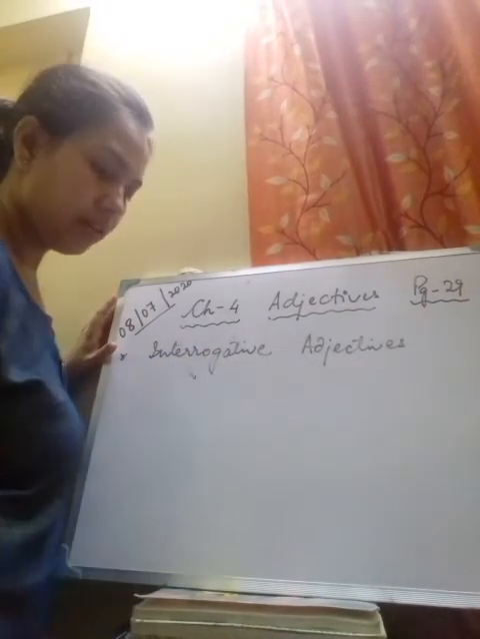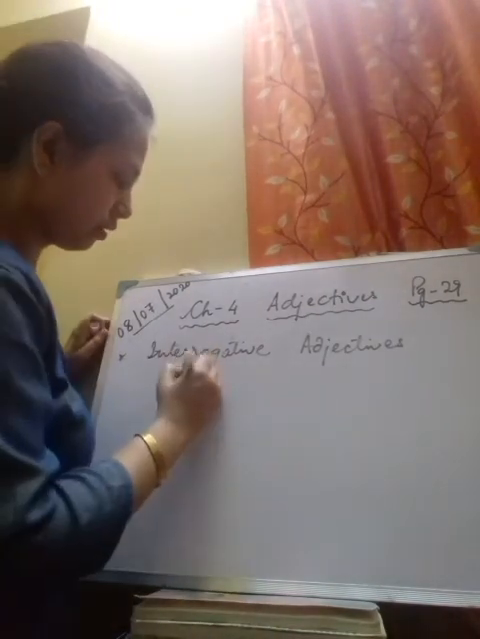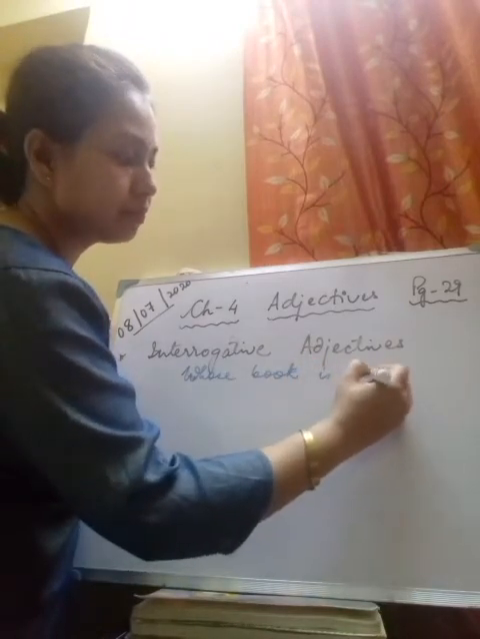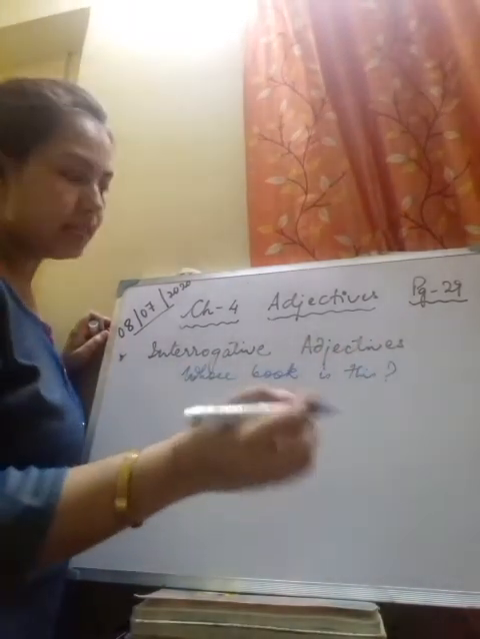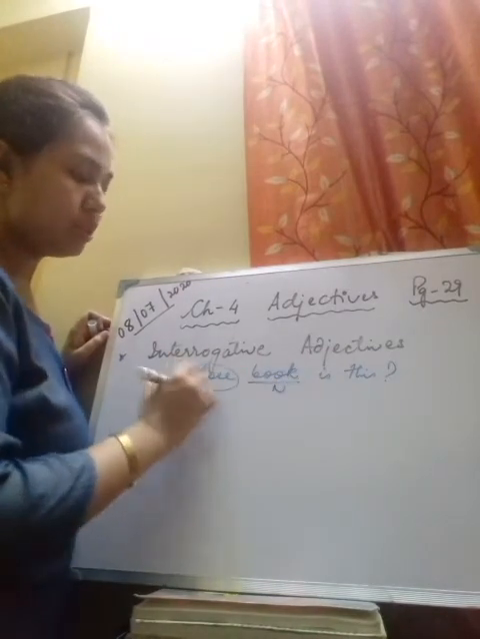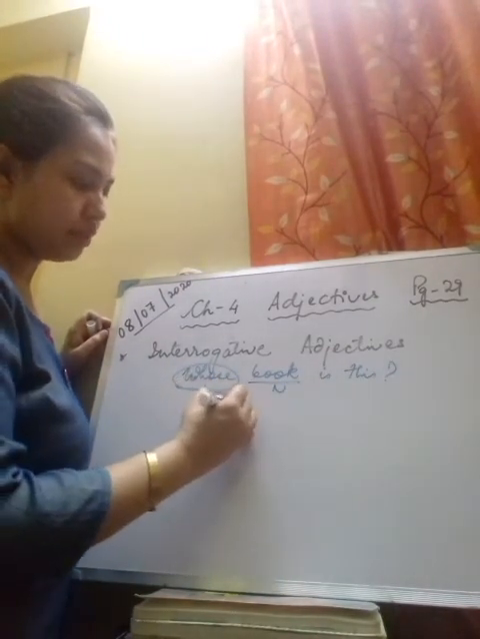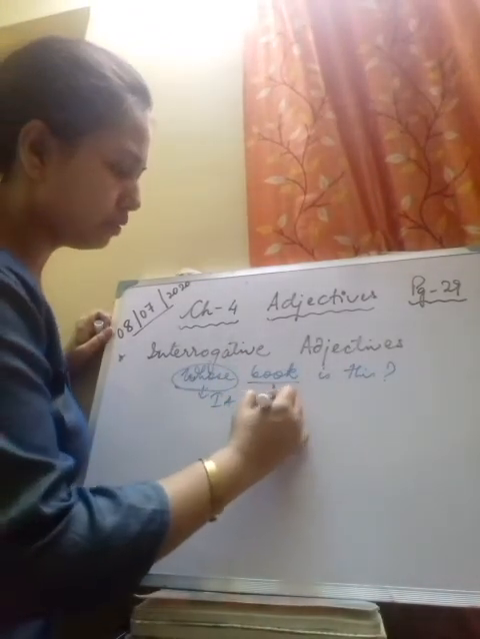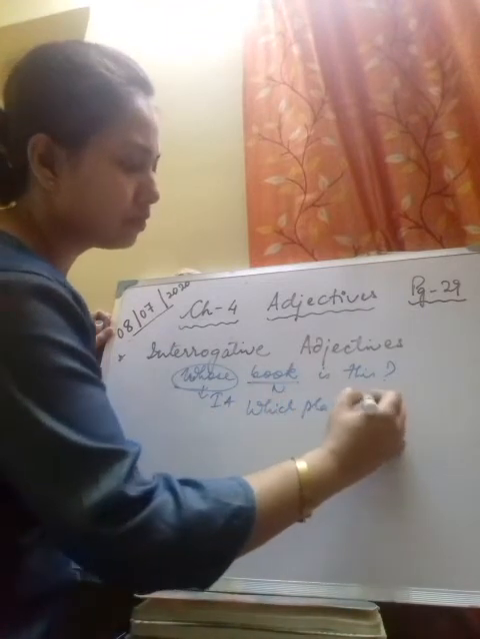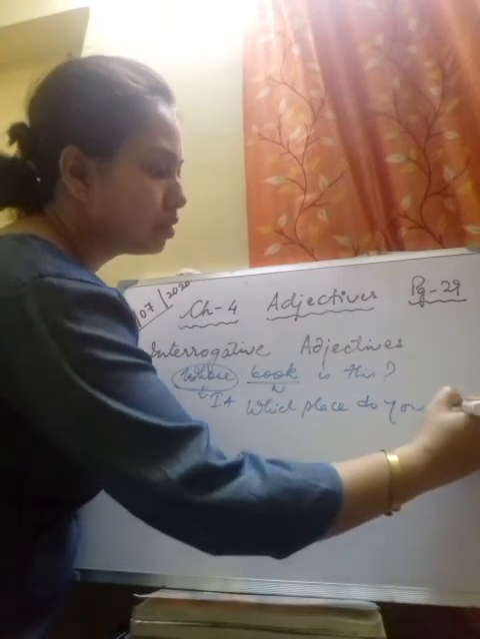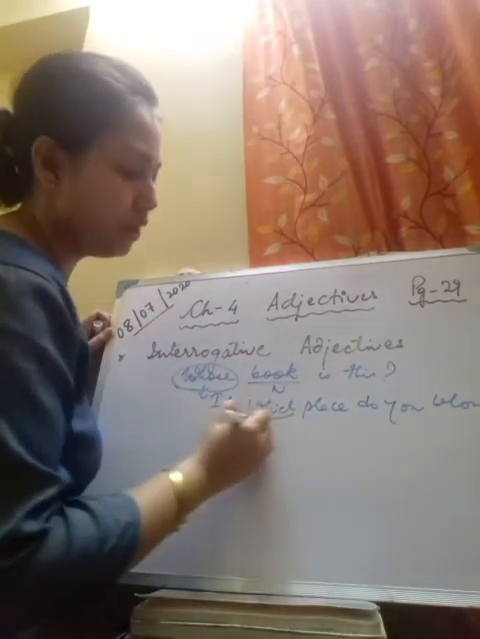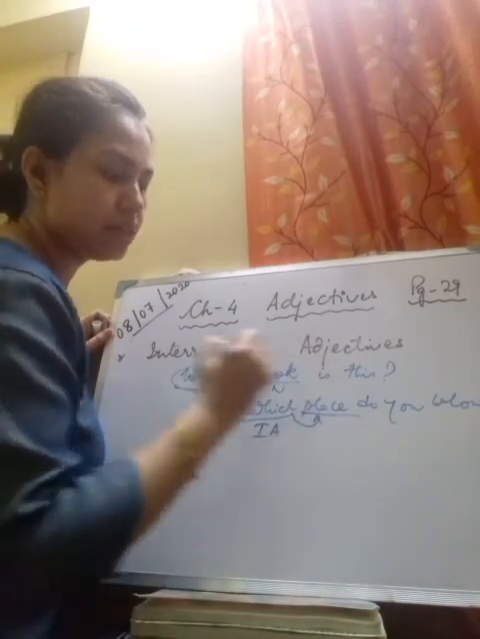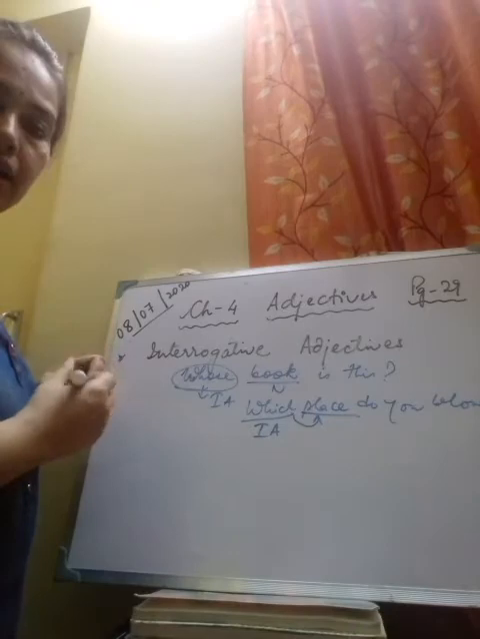For example, whose book is this? Whose book, children? Book is the noun. Whose is the WH word. This stands as an interrogative adjective. Whose book? One more example. Which place do you belong to? Which again is an interrogative adjective because it is immediately followed by the noun place. So these are our interrogative adjectives.